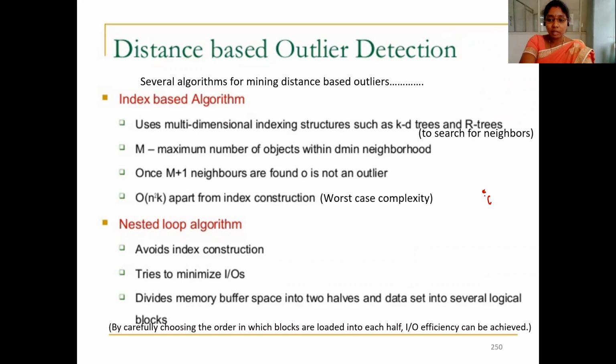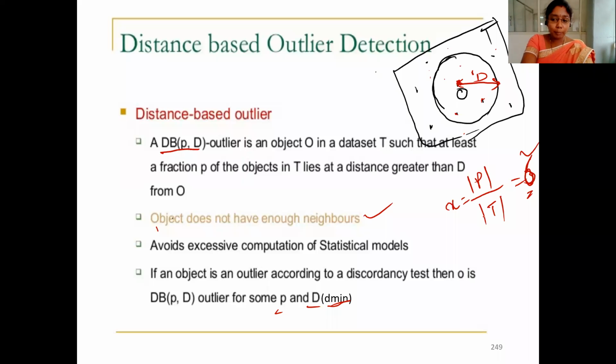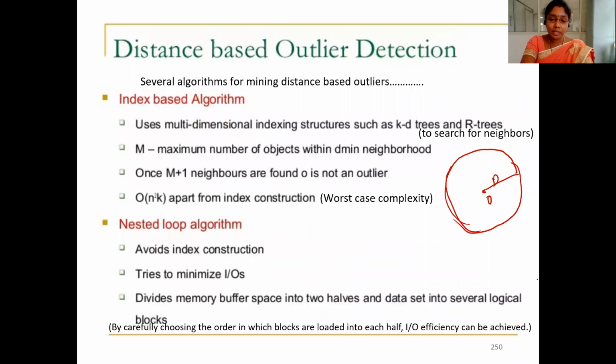Suppose an object O is there and within this D neighborhood, D or D min both are same, right? So within this neighborhood, previously I told you, a fraction P of the entire data set is considered. Particularly in the index based algorithm, instead of the fraction, it directly considers the value m. That means at least m number of items should be there within the neighborhood. If that is the case, then O is not an outlier. Otherwise, O is an outlier.